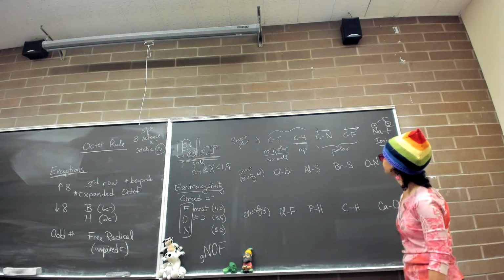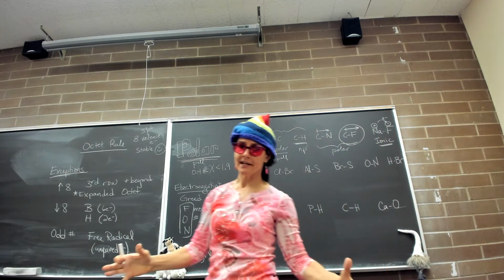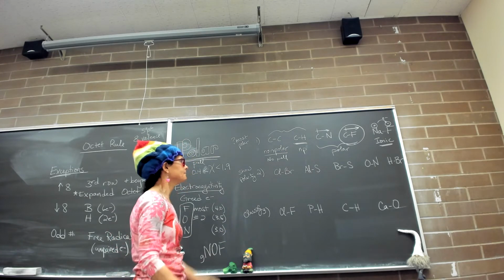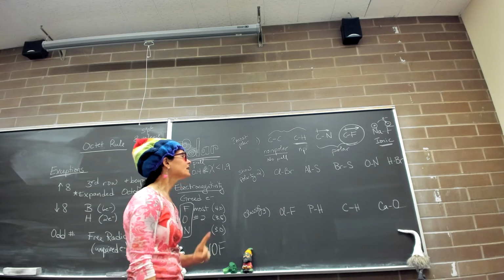Carbon and fluorine. The further they are apart on the periodic table, the greater the difference will be, the more the pull will be. All right, on question number 2, we're going to show polarity.